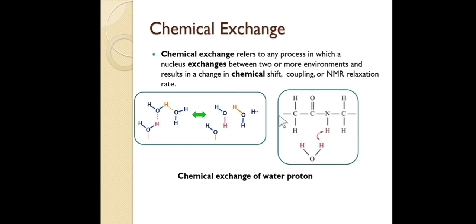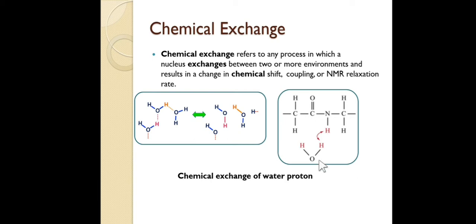Chemical exchange is a process in which a nucleus exchanges between two or more environments, which results in a chemical shift change, coupling constant change, or change in NMR relaxation. Here are some figures which show the exchange of protons between molecules. This is the example of a water molecule, and in the second example we can see that there is an exchange between an amide proton and water molecule protons.